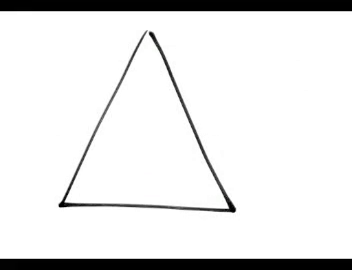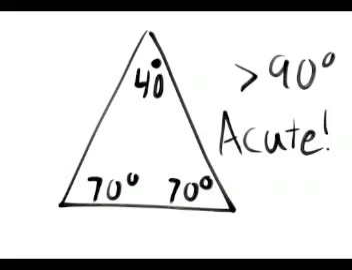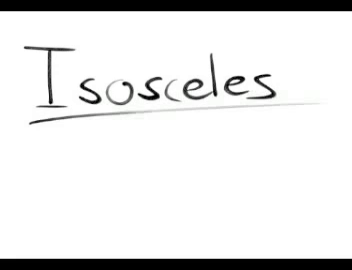In this triangle, there are 3 angles. 1 angle is 40 degrees while the other 2 are 70 degrees. All 3 are less than 90 degrees, and therefore are acute angles, and thus is an acute triangle. In this triangle, we have 2 sides that are congruent, and then 1 side that is not congruent to either one. Now, when classifying by its sides, there is only one that fits that, which is the isosceles triangle.